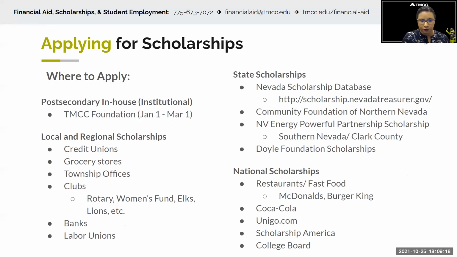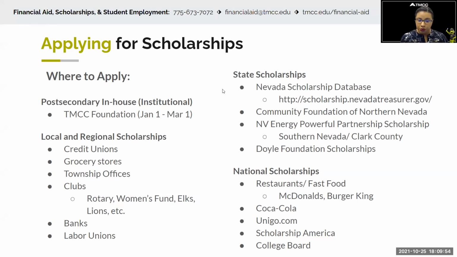So where to apply for scholarships? You want to always apply to your college in particular. For TMCC, our foundation application is open January 1st to March 1st, and it takes 15 minutes to fill out. And it is for the following year. So if you fill it out in January of 2022, it would be for fall of 2022 that it would apply through spring of 2023.